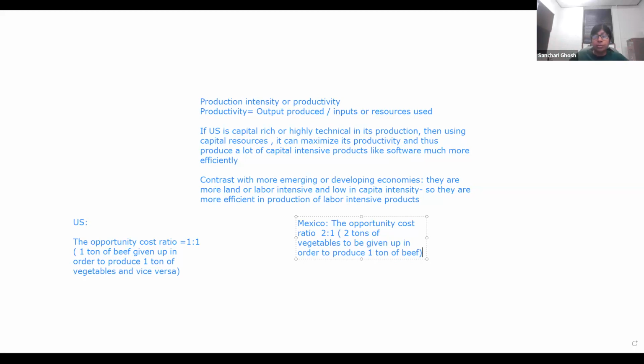So I put the two pictures for both, the US case and the Mexico case. As you can see, Mexico has a higher opportunity cost of beef. If it wants to make 1 ton of beef, it has to give up more vegetables. So let Mexico take care of vegetables because it is cheaper to make vegetables. It's expensive to make beef. Whereas for the US, let's stick with beef. It can make both, but let's stick with beef. Draw the resources away from vegetables into making beef. This is the theory of comparative advantage.